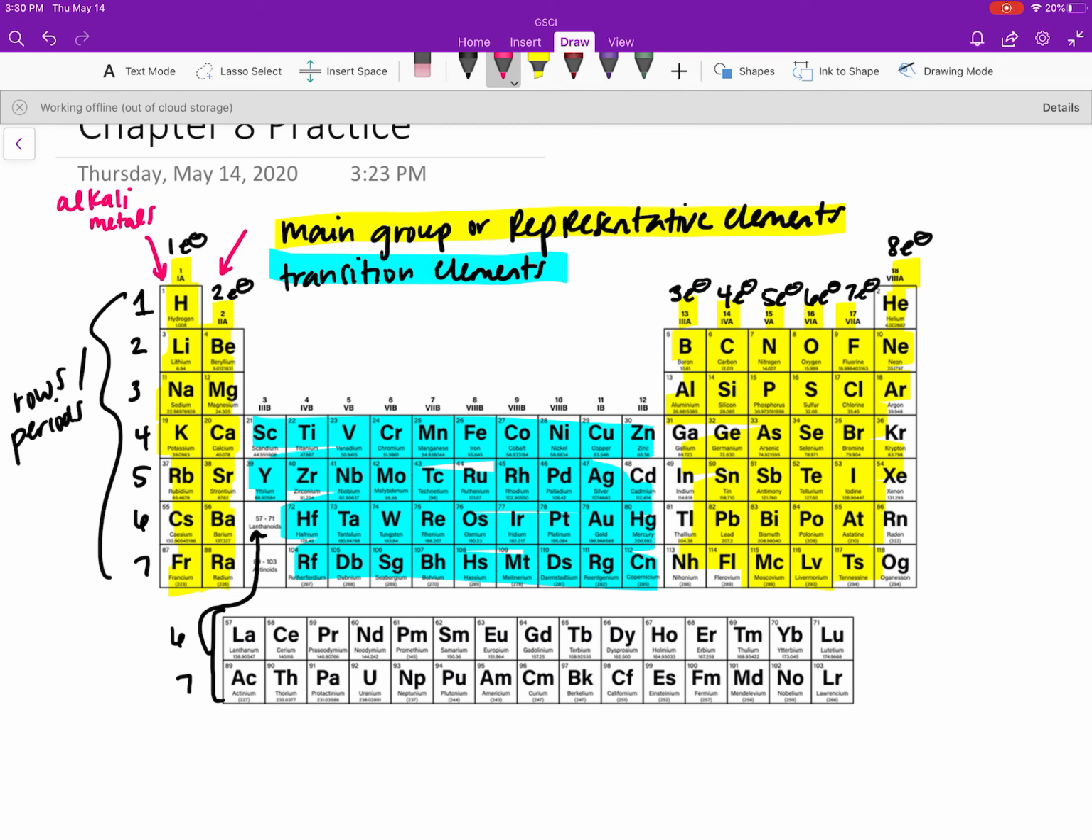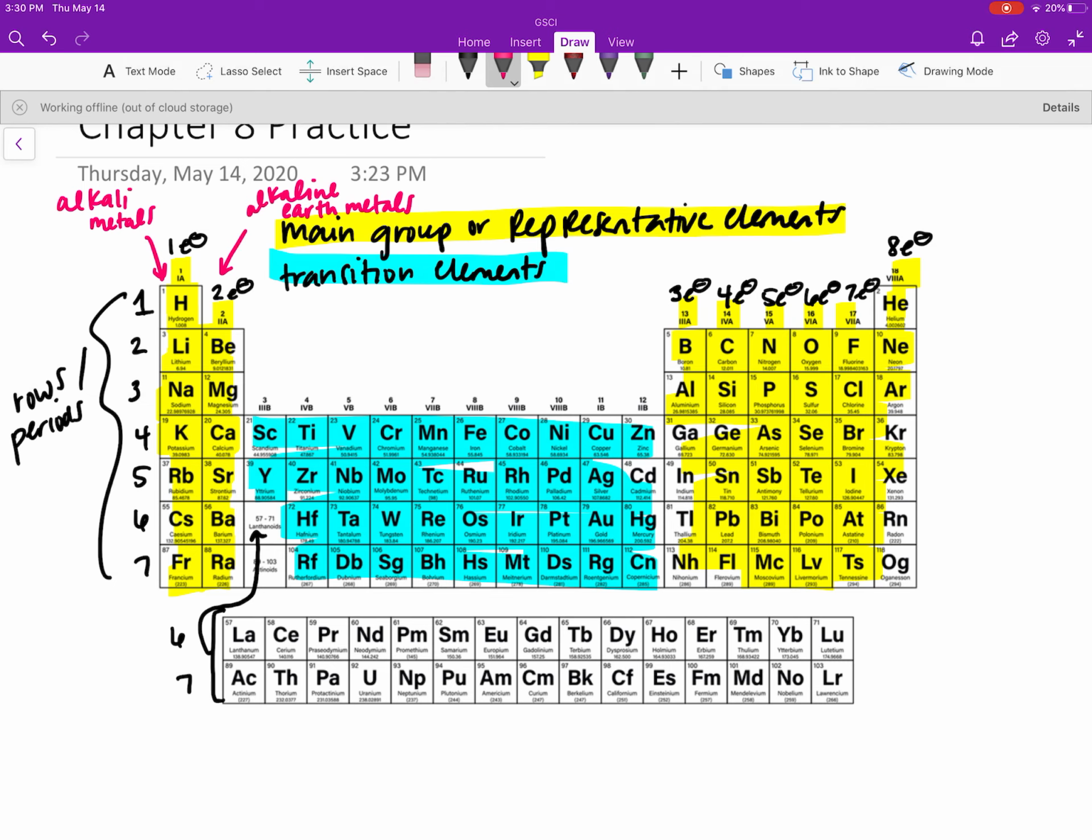Alkali metals. Group 2A are going to be alkaline earth metals. So, alkaline earth metals.